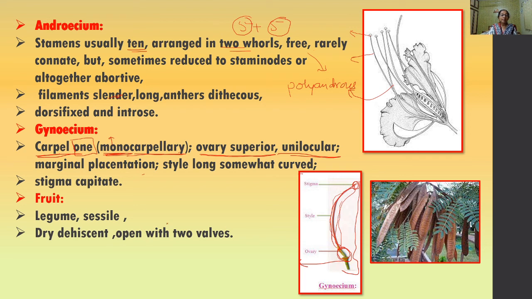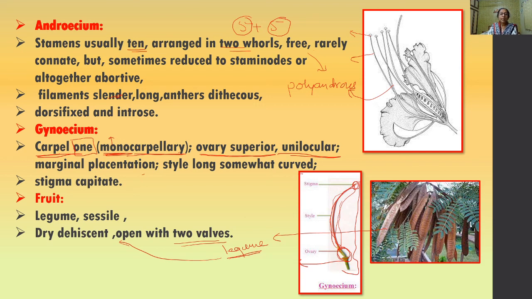Then the next part is the fruit. In this figure I have shown you the fruit. The fruits are legume, and they do not have any stalk, so they are sessile in nature. Legume comes under the dry dehiscent type of fruit. So, it dehisces with the help of 2 whorls. So, the dry dehiscent type of fruit, that is legume, is the characteristic of Caesalpinia pulcherrima.